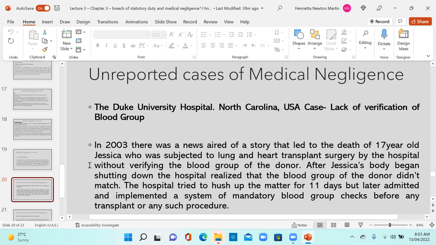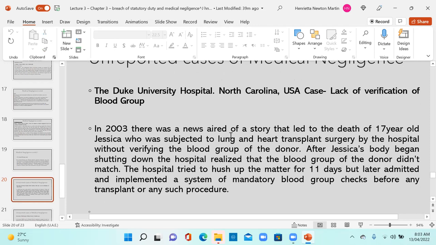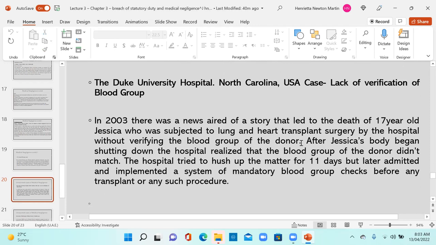So in this case, in 2003, there was a news story aired that led to the death of a 17-year-old girl, Jessica, who was subjected to lung and heart transplant surgery by the hospital without verifying the blood group of the donor. Now, this is the worst form of medical negligence, because everybody knows that whenever there is an organ transplant, and for any purpose for that matter, the blood group of the patient is always tested. And in this case, Jessica had transplant surgery. However, the hospital did not verify the blood group of the donor.